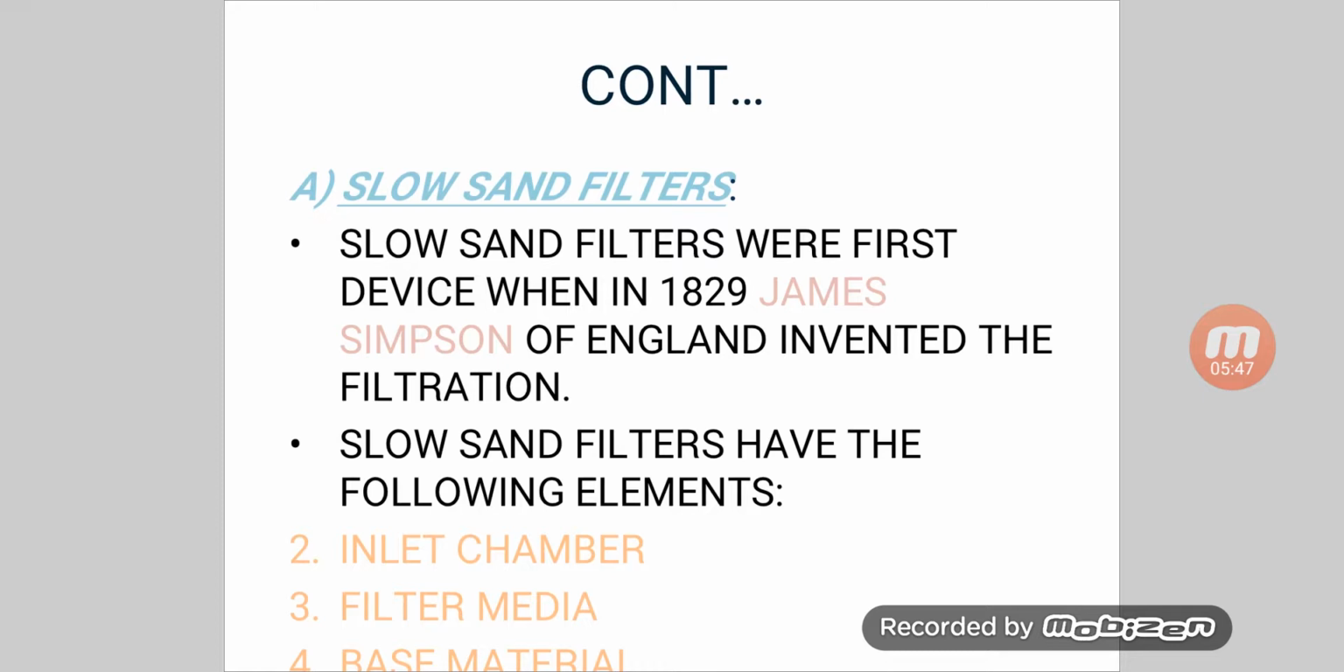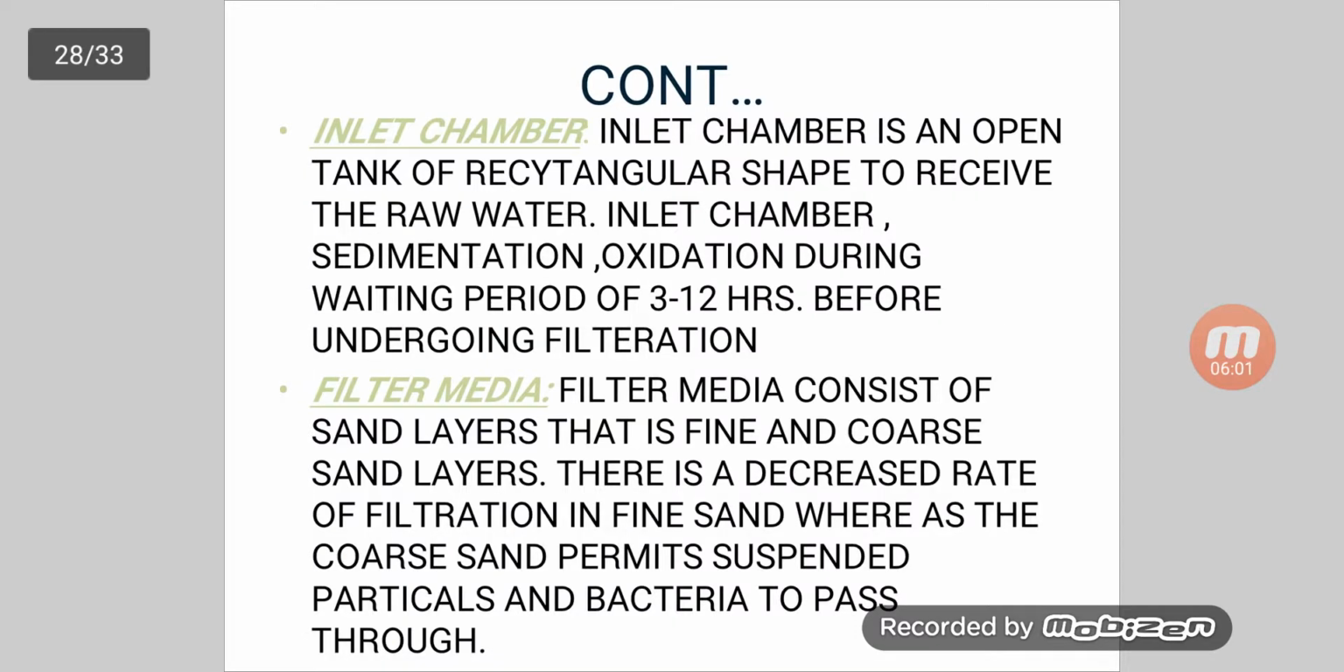Slow sand filters were first devised in 1829 when James Simpson of England invented the filtration. Slow sand filters have the following elements: inlet chamber, filter media, and base material. Inlet chamber. The inlet chamber is an open tank of rectangular shape to receive the raw water. In the inlet chamber, sedimentation and oxidation occur during a waiting period of 3 to 12 hours before undergoing filtration.